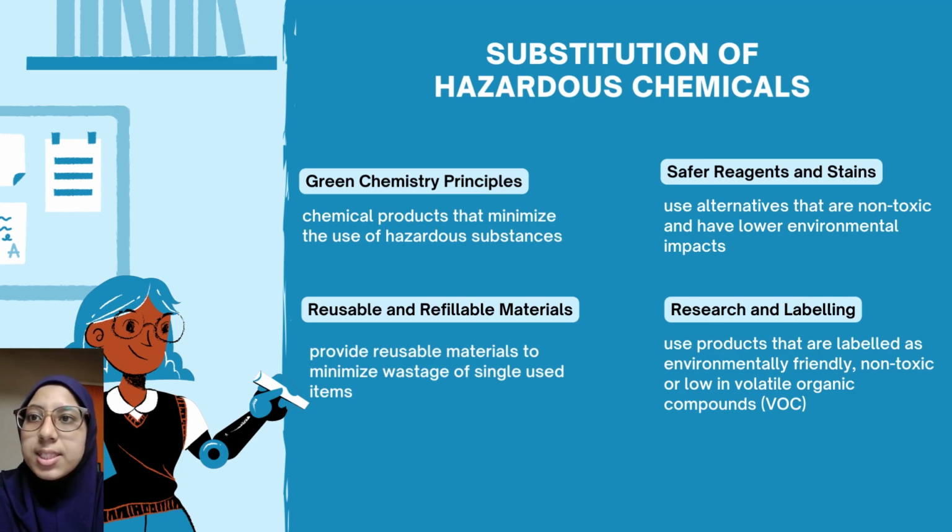Third, safer reagents and stains. Use alternatives that are non-toxic and have lower environmental impacts. For example, replace the toxic dyes with plant-based or natural dyes for staining purpose, so that the impact to the environment is not too high.